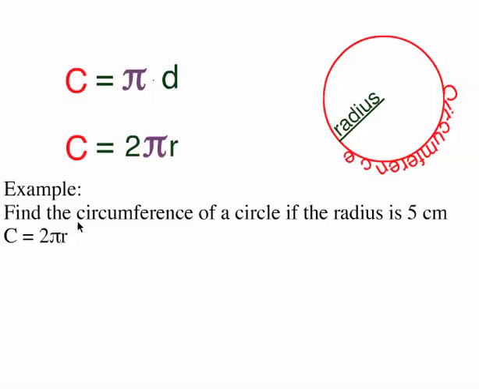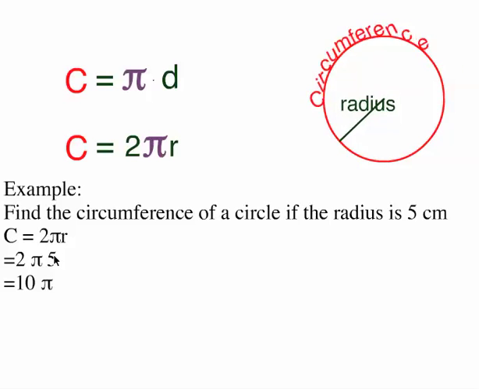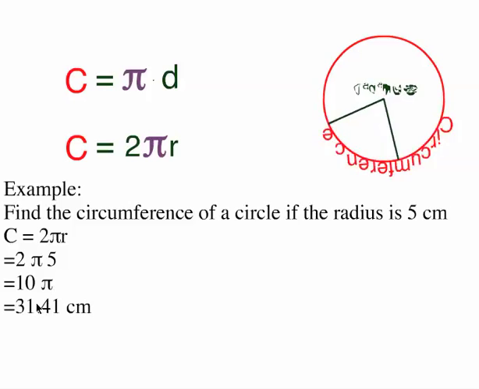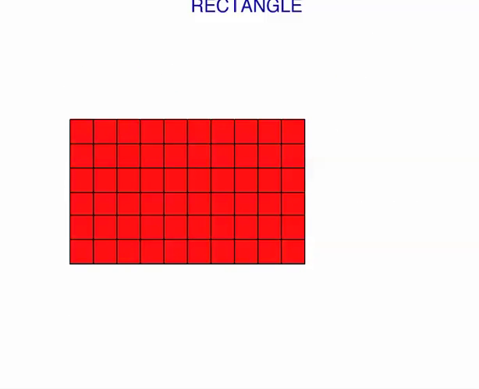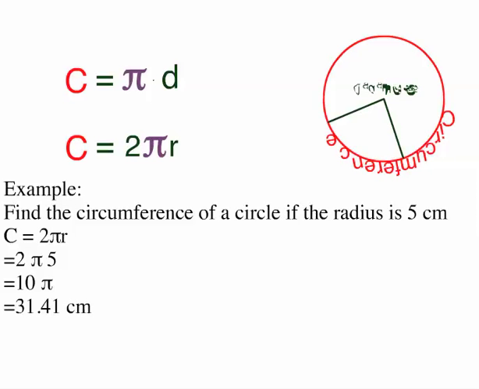Okay, so here's an example. Find the circumference of a circle if the radius is 5 centimeters. Okay, so using the formula, circumference is 2 times pi times the radius. Okay, we're going to figure that out. So 2 times pi times 5, which is 10 times pi, which is approximately 31.41 centimeters. Okay, so this is an approximation. So our final circumference, the final length around the outside of the circle, is 31.41 centimeters. And that's how you find circumference.